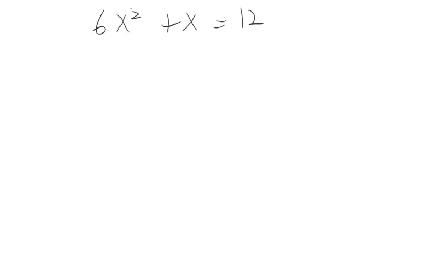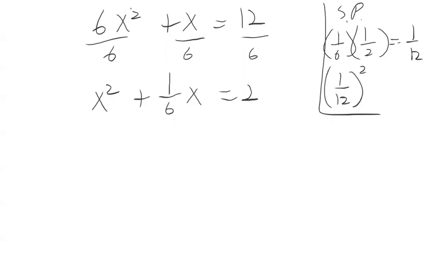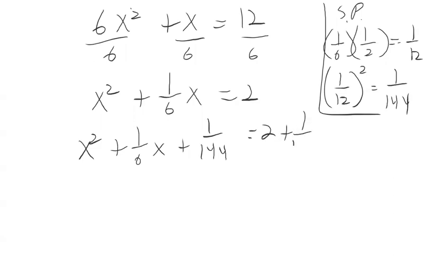12. Divide by 6. x squared plus 1 over 6x equals 2. 1/6 times 1/2 is equal to 1/12. 1/12 quantity squared is equal to 1 over 144. x squared plus 1 over 6x plus 1 over 144 equals 2 plus 1 over 144.